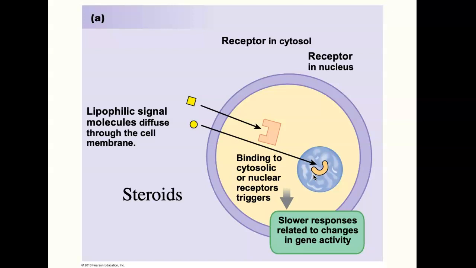Now, you would imagine that something that can diffuse through the membrane is going to have a quicker response, right? Because it's going to be able to do it more quickly. It can go right through and it will have an effect on that cell. But that's not correct. It actually has a slower response than a peptide would. And let me show you why.